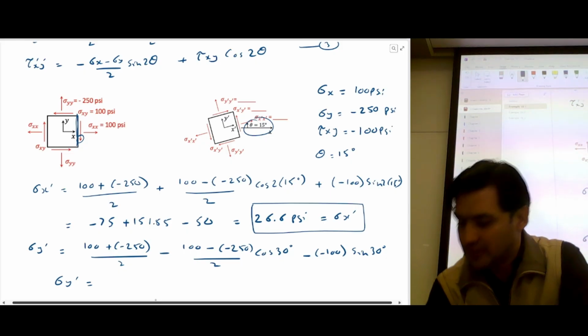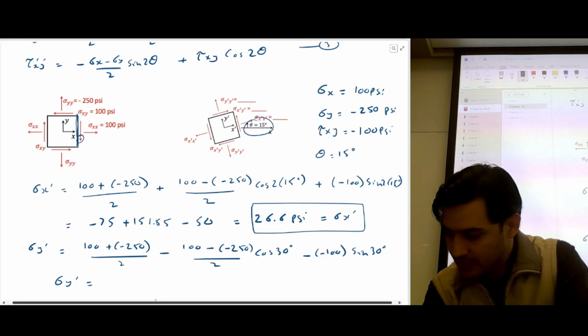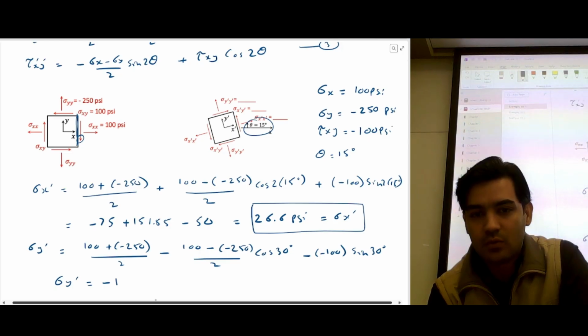So if you do the calculations, you will get negative 176.6 psi.